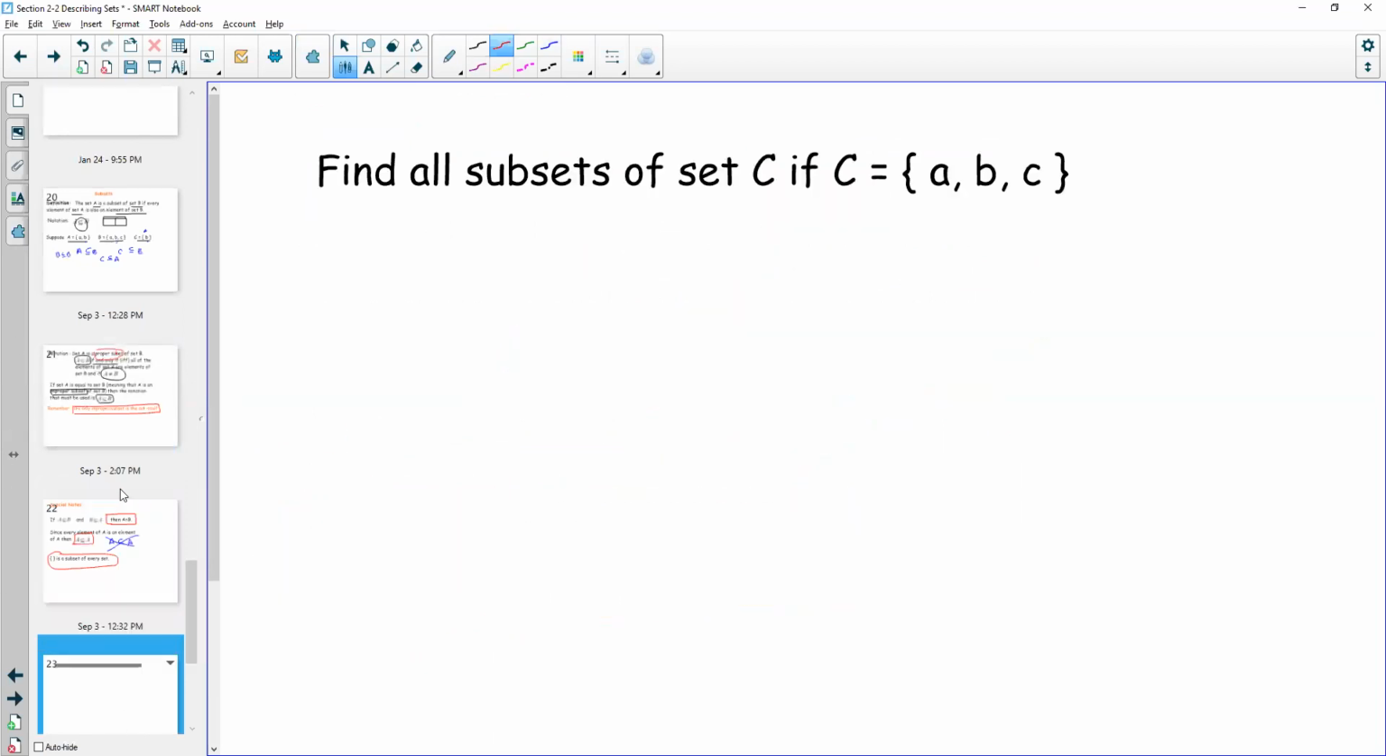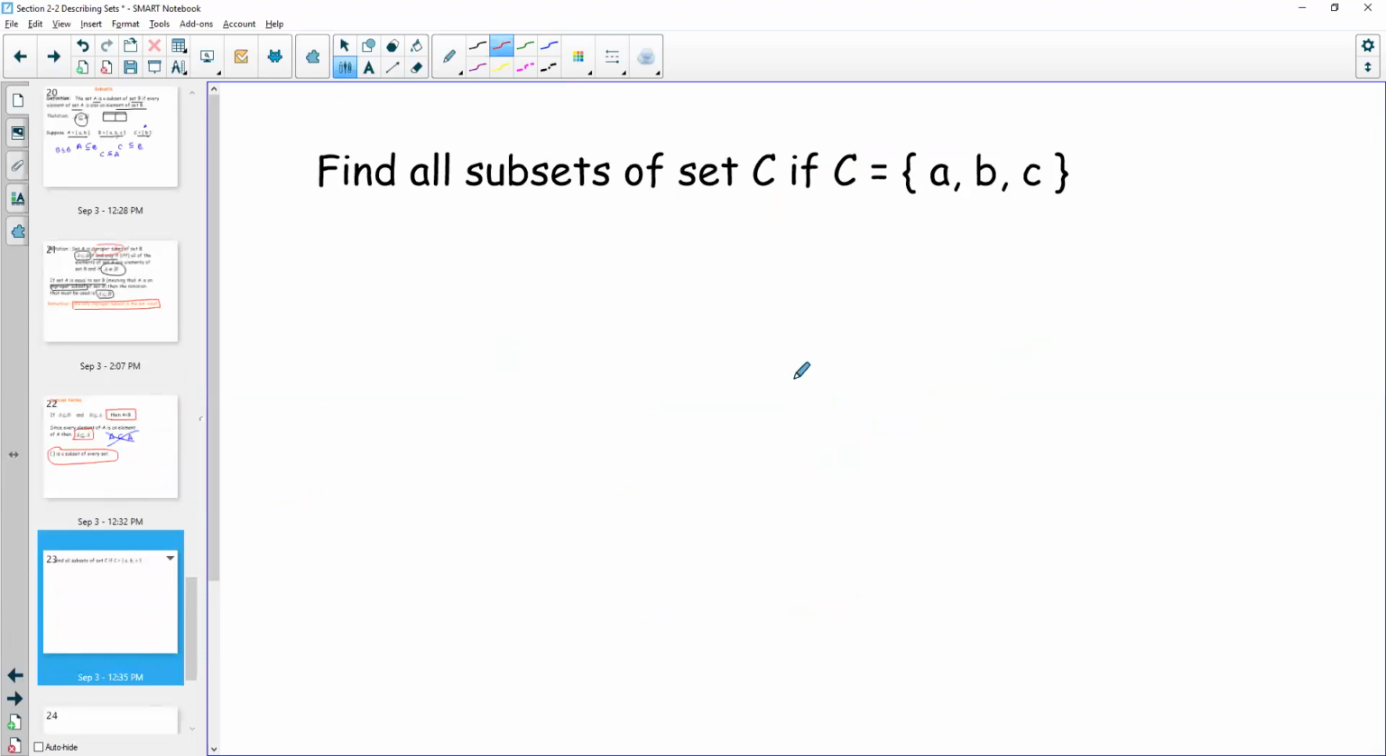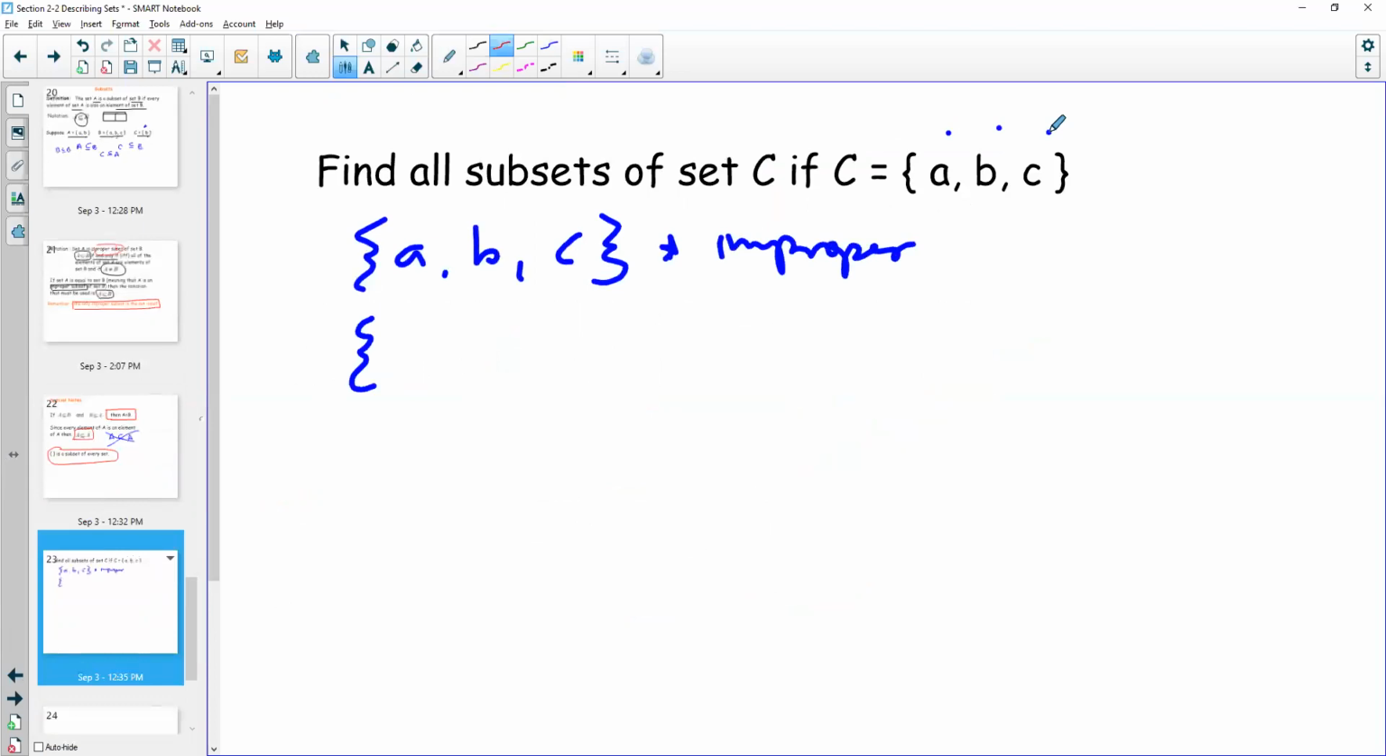All right, so let's find all of the subsets. So if we have set C and set C has A, B, and C in it, we need to think about what all the choices are here. So it can be a subset of itself. But note this is improper. I could also have just a couple of things, right? If these are all the things in my closet, I could wear them all. That would be kind of crazy. Or I could wear just a couple of things.